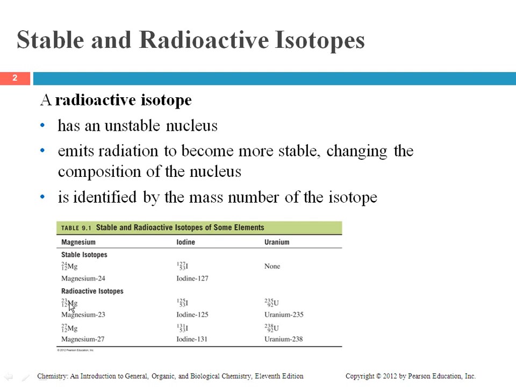The radioactive forms of these are here. Magnesium has a naturally occurring stable isotope, but it also has radioactive forms: magnesium 23 and magnesium 27 are radioactive. We're going to talk about exactly what this means in a minute. Iodine's radioactive forms are iodine 125 and iodine 131. Uranium does not have a stable isotope. A lot of your heavier elements, I believe even after bismuth, do not occur naturally stable, so they're going to be radioactive. Uranium has radioactive isotopes of 235 and 238.